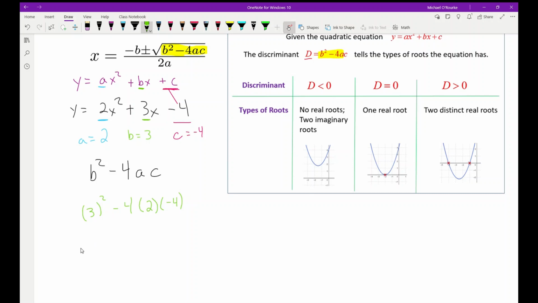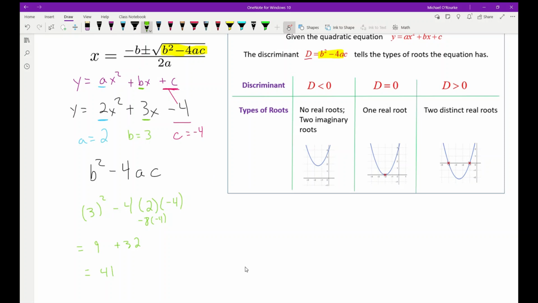Now we can do this one of two ways. We could do it a long way, which is, okay, 3 squared is 9. Now, negative 4 times 2 is negative 8. Negative 8 times negative 4. Negative times negative is a positive. So that's plus 32. And then 9 plus 32 is 41. So that's one way we could do it.